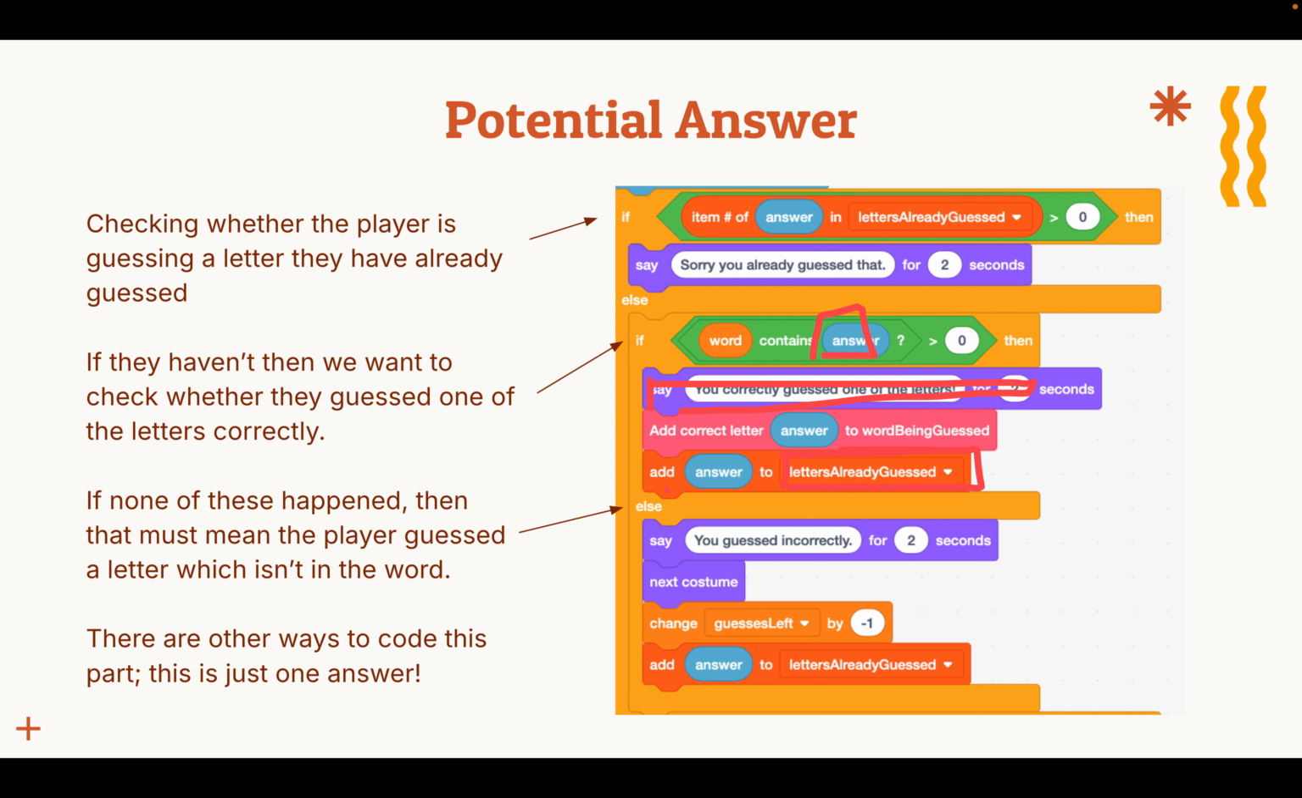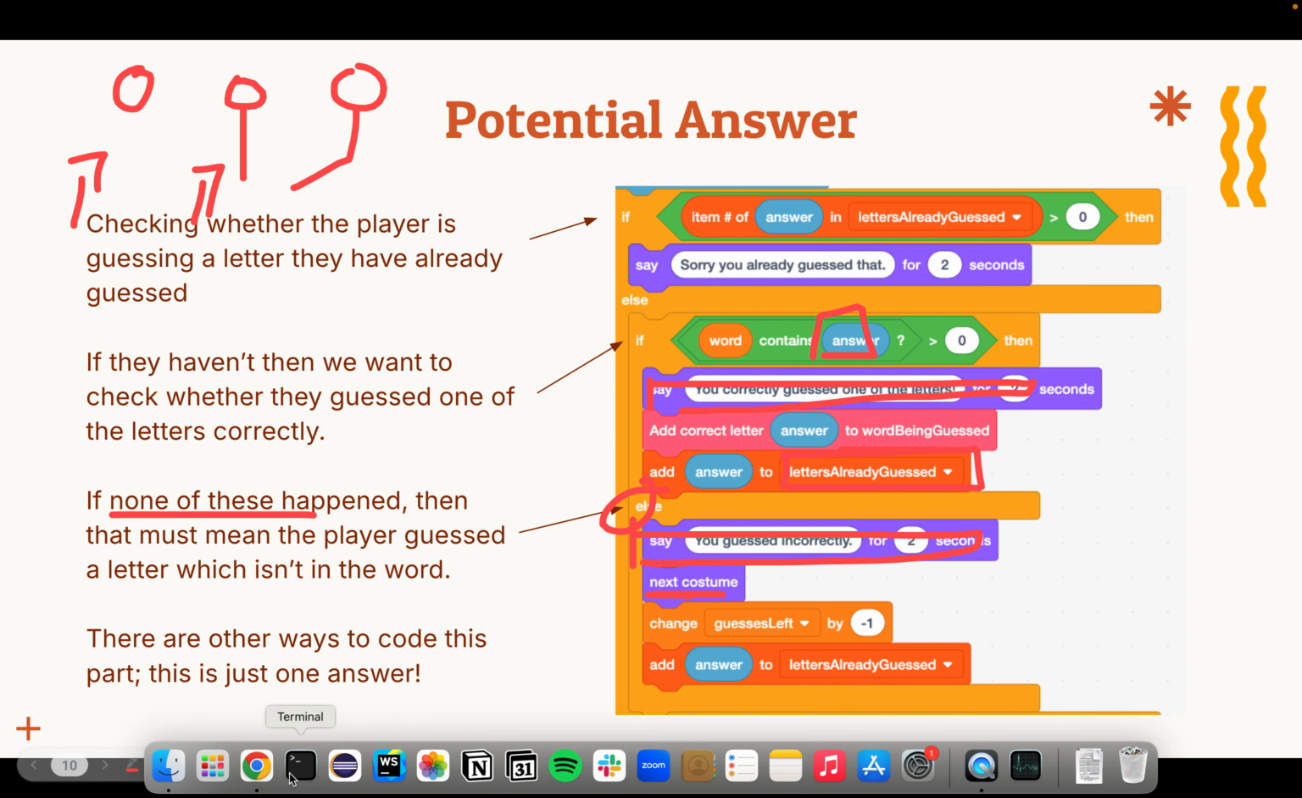And then finally, in the other else statement, the final else statement, this is basically just checking if none of these other things happened, then this must mean that the player didn't guess the letter correctly at all. In which case we say you guessed incorrectly. And then we want to use the next costume block to add the next limb, because as you guys must remember, we had multiple costumes with multiple limbs. So if we were on this costume over here, then if we put next costume, if this code were to be executed, it would go to the next costume, which is this one. So it would look like another limb was added.